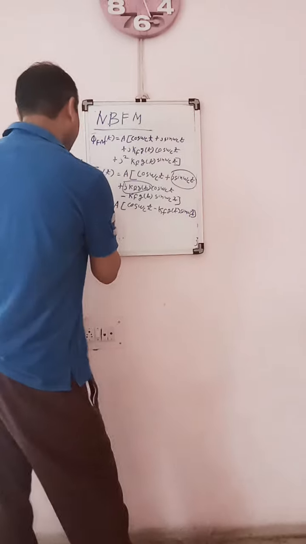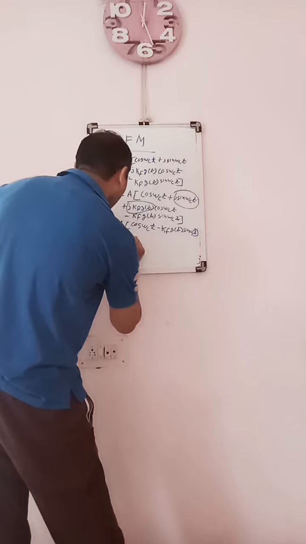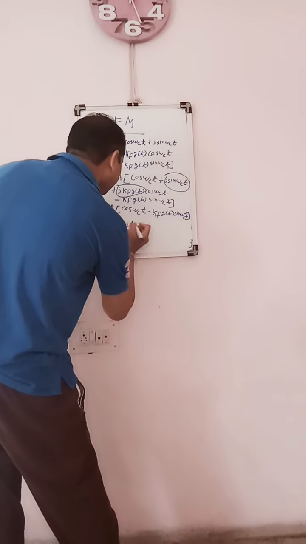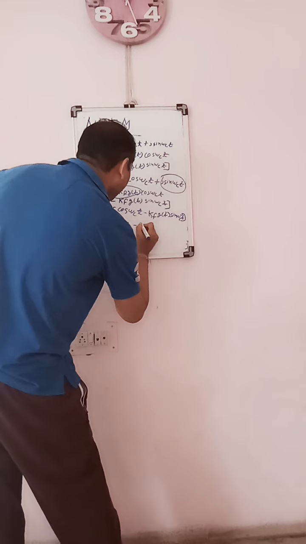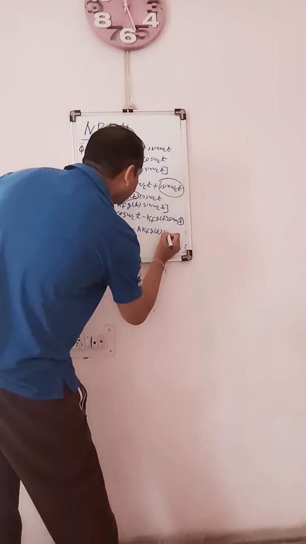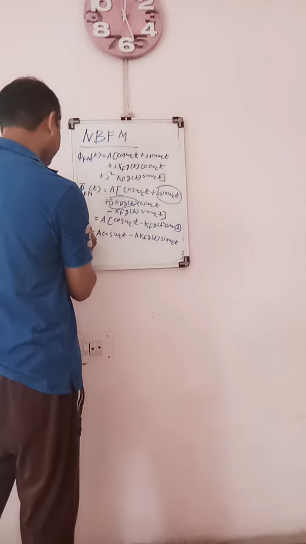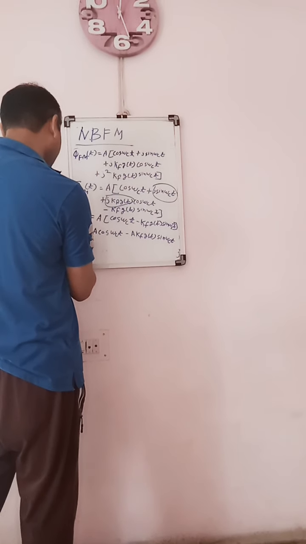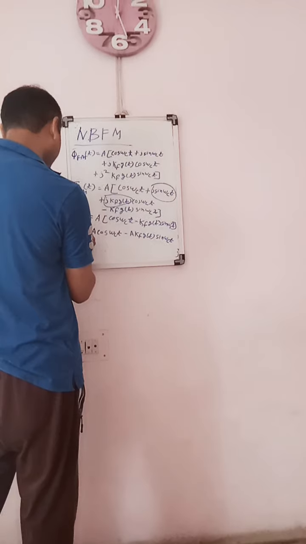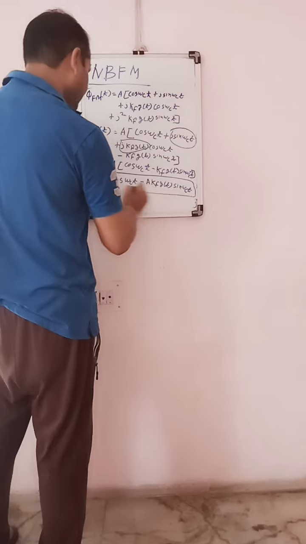Now let us multiply this expression by a. So now this whole expression will become a cos omega ct minus a kfg(t) sin omega ct. This is the expression for what? This is an expression for the NBFM.